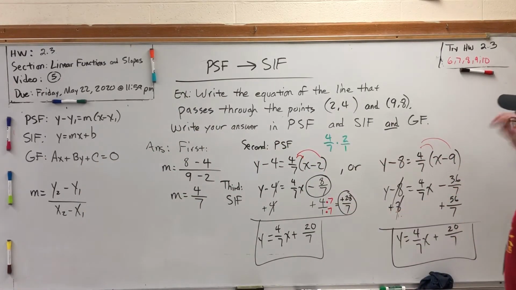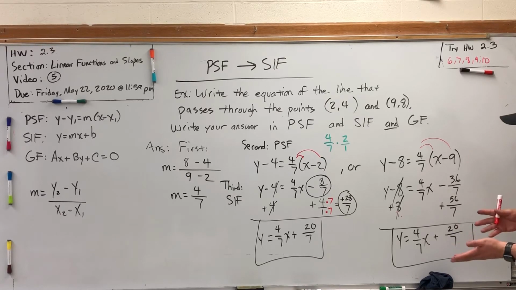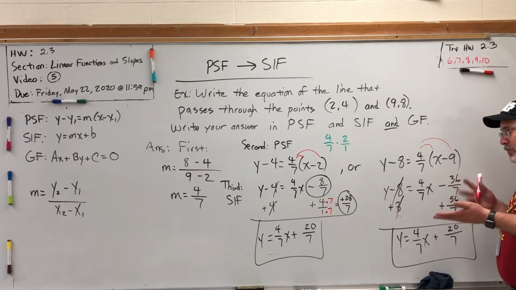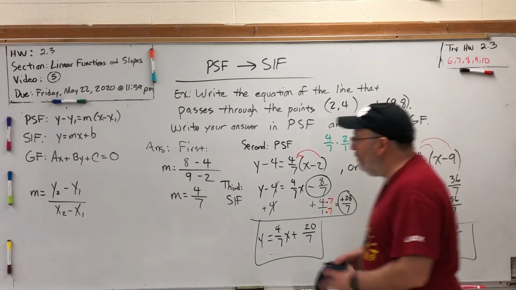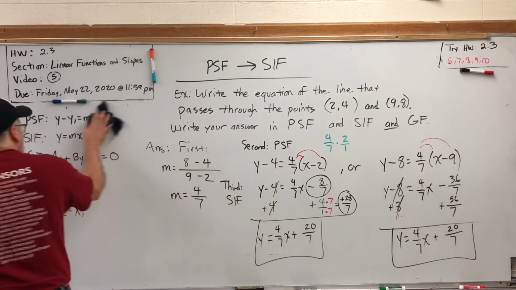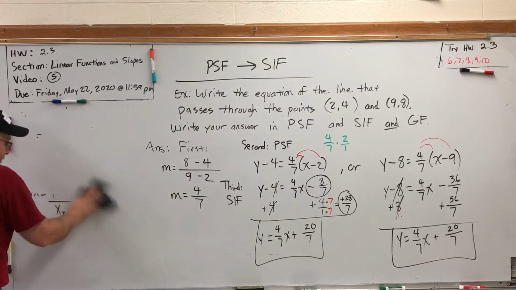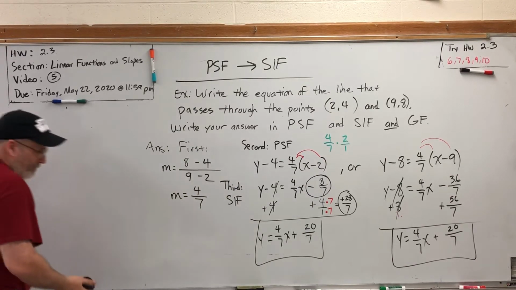Oh wait, we're not done. I did ask to also convert the answer to general form, because there are some problems in this homework, or the next one, where you have to convert to general form. So we got the slope, we set up both point-slope forms, either one would have been acceptable. Both of them ended up being the same slope-intercept form. So how do we get general form out of that? As I just erased general form.